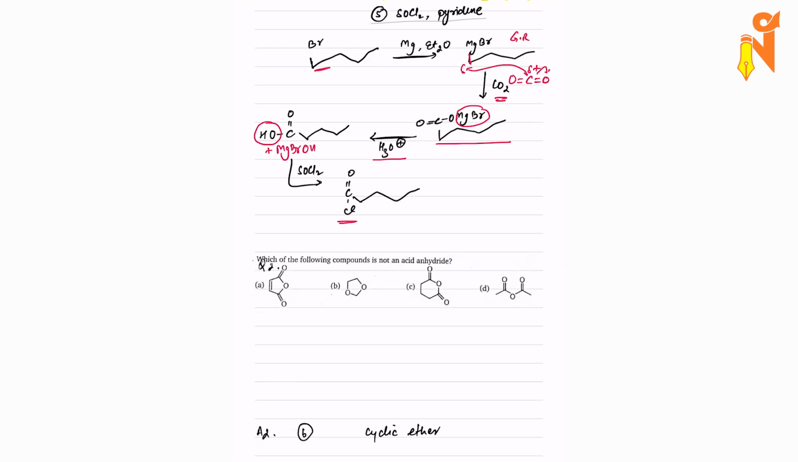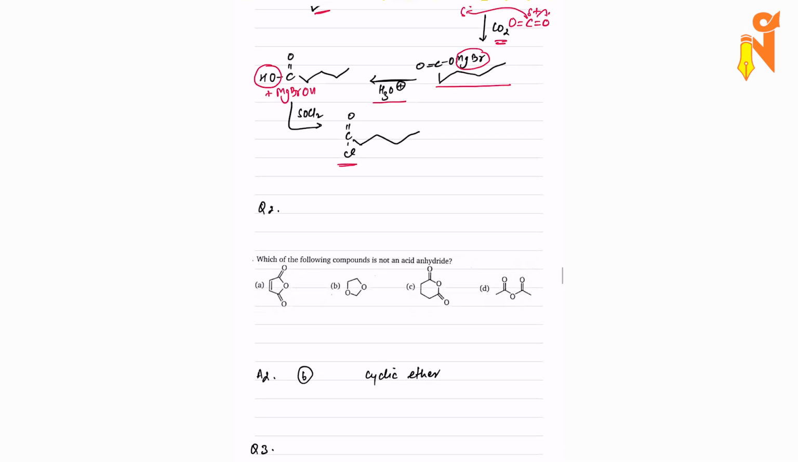Now come to question number 2. Which of the following is not an acid anhydride? You have to see which of the following is not an acid anhydride. The compounds are given. In option A we have an anhydride. An anhydride is RC double bond O, OC double bond O R. This particular group is matching with A, also with C, also with D, but B is a cyclic ether that is formed, hence B is the right answer.